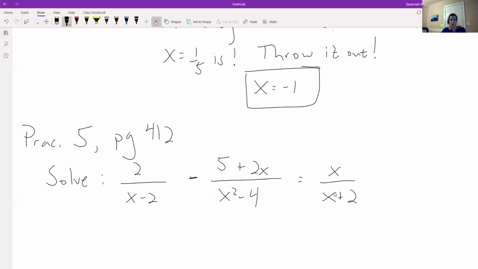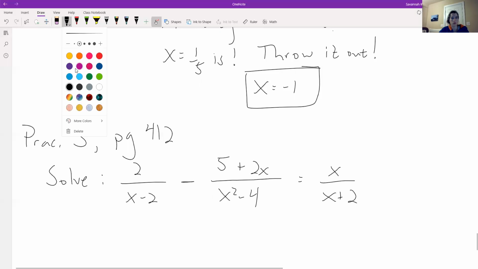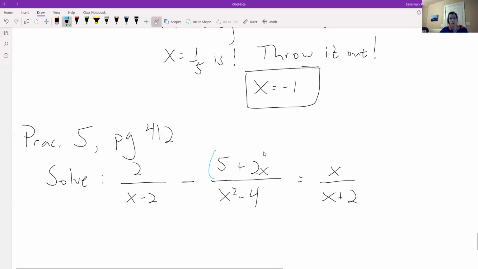Now, before we even talk about that, I can write this out a little bit neater. Here's the minus sign right here. It is worth doing this at the very beginning. That negative applies to the entire 5 plus 2x. That may become significant at some point in the problem. So we're going to go ahead and put those in.